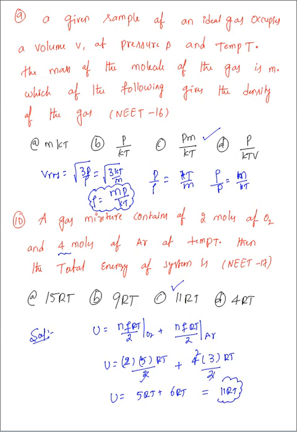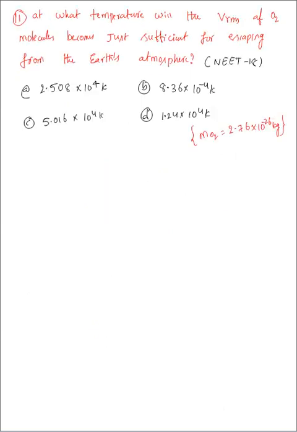Let me get into the next question. This question we can consider from multiple chapters. At what temperature will the V_RMS of O2 molecules become just sufficient for escaping from the Earth's atmosphere? The options they gave are 2.5 into 10 raised to 4, 5.0 into 10 raised to 4, 8.3 into 10 raised to minus 4, and 1.2. And the mass of oxygen is given in the question as 2.7 into 10 raised to minus 26. So first we have to know the escape velocity of the Earth.